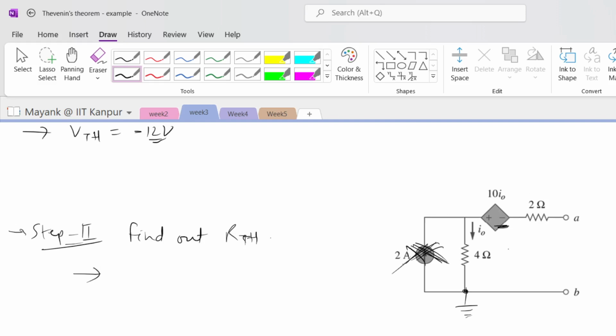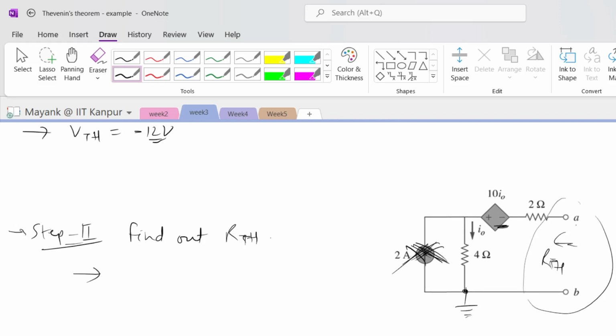Fine. So in this case the current source is removed, and then we have to find out the resistance between these terminals. This is the RThevenin, right? So we have to find out the equivalent resistance between these two terminals.